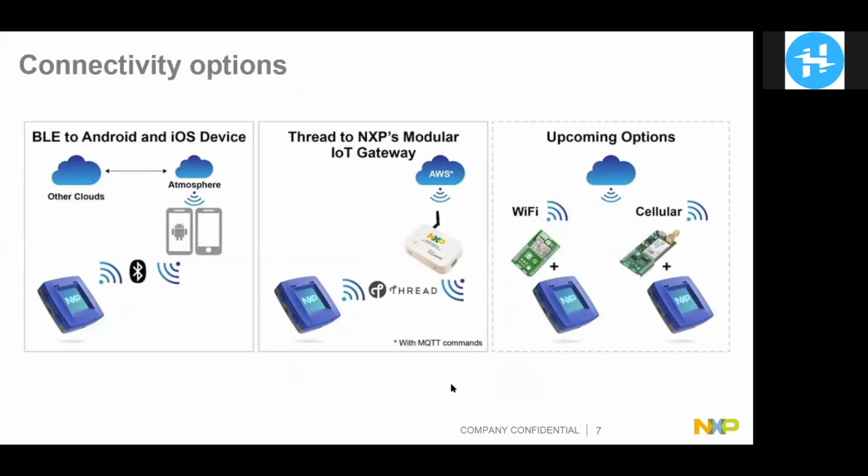Okay, for connectivity options, right out of the box, the Rapid IoT connects over BLE to either an iOS or Android app, and that connects to Atmosphere Cloud, from where you can get over cellular and gives you access to different clouds of your choice. Another way to connect is over Thread. In this case, I've put NXP's IoT modular gateway, but it could be a different gateway. And from there, over MQTT commands, you can access different flavors of AWS. Upcoming options will include Wi-Fi and cellular.